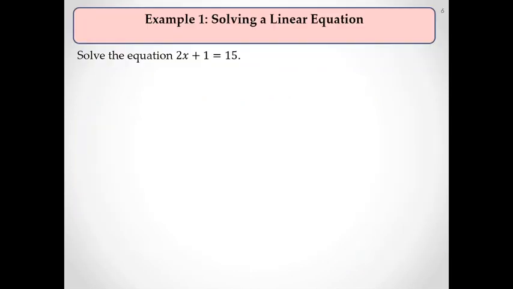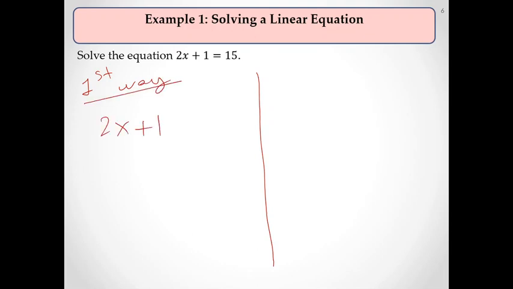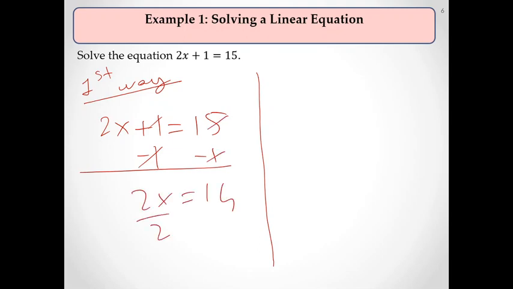So let's look at this example here. There are two approaches to doing it. One way is this, the first way. This is for beginners. You write 15 and subtract 1 from each, and they cancel out. And 14, it's 2x equal to 14, and you divide by 2, so x equal to 7.